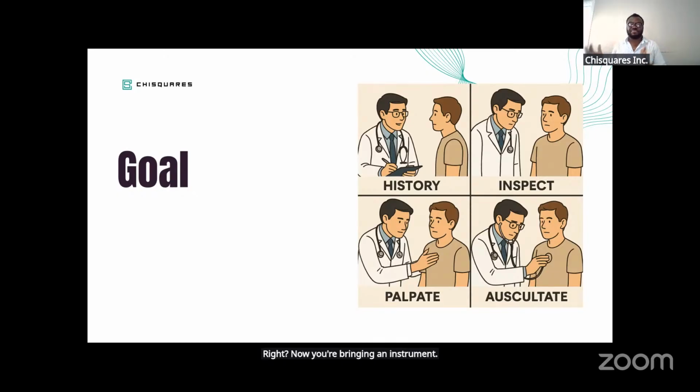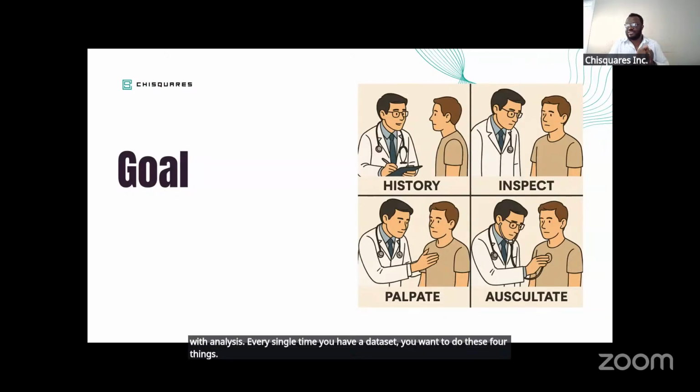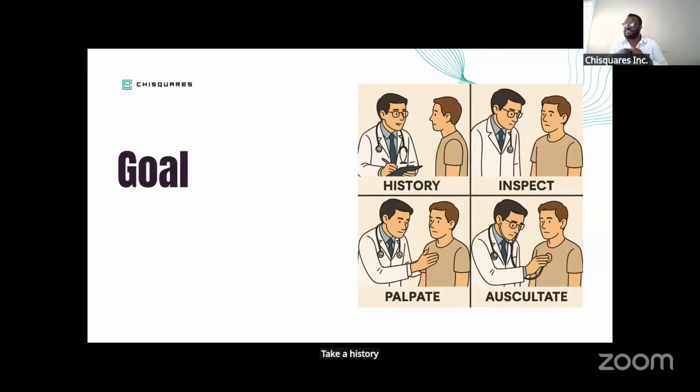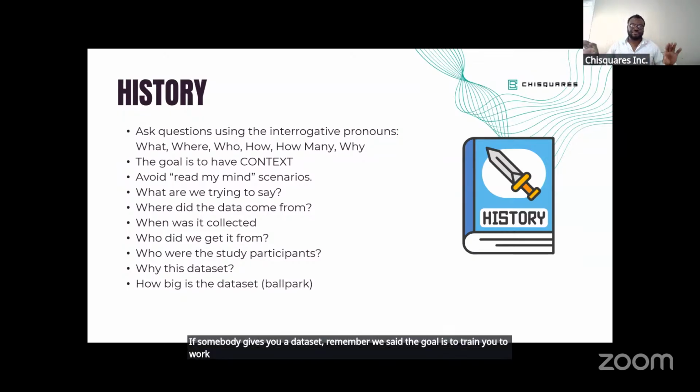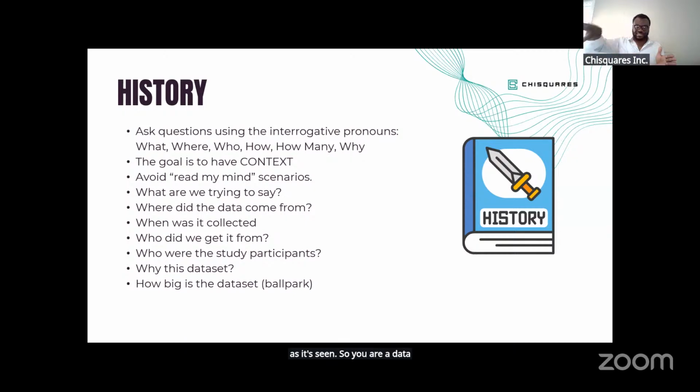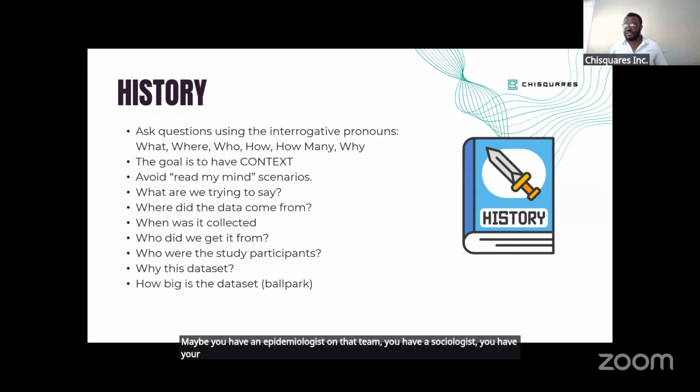That's the exact same thing we want to do with analysis. Every single time you have a data set, you want to do these four things: take a history, inspect, palpate, and auscultate, right? Do not miss that sequence. So let's see what each of those things mean. History. If somebody gives you a data set, remember we said the goal is to train you to work as a team. So you are a data analyst in a team of other people. Maybe you have an epidemiologist on that team, you have a sociologist, you have your boss.